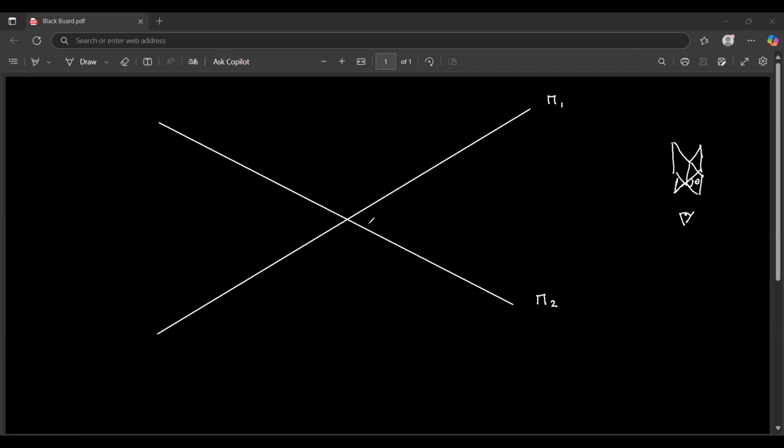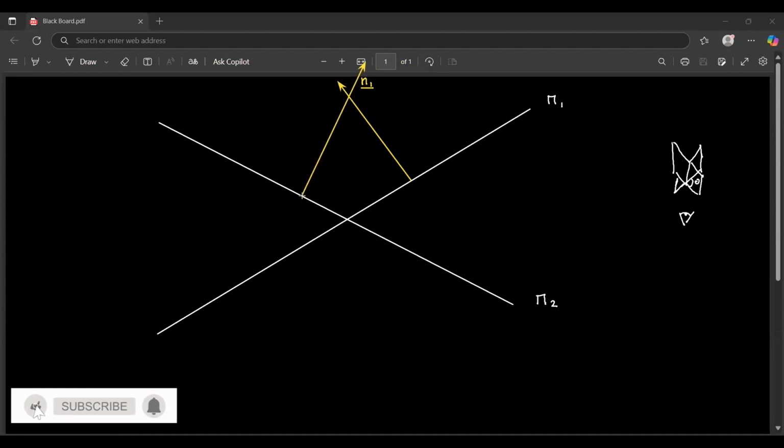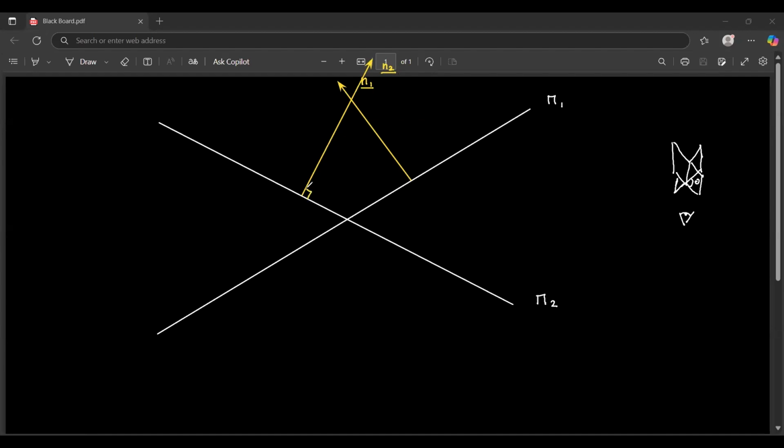Here also we are going to use the normal of the plane. Let me use a different color. Let's say this is perpendicular to pi 1, so I can name it n1. We normally do that. Similarly, I can draw the perpendicular from pi 2, which will look like this, and I can name it n2. If they are perpendicular, it means the angle is equal to 90 degrees. The angle between them is equal to 90 degrees.